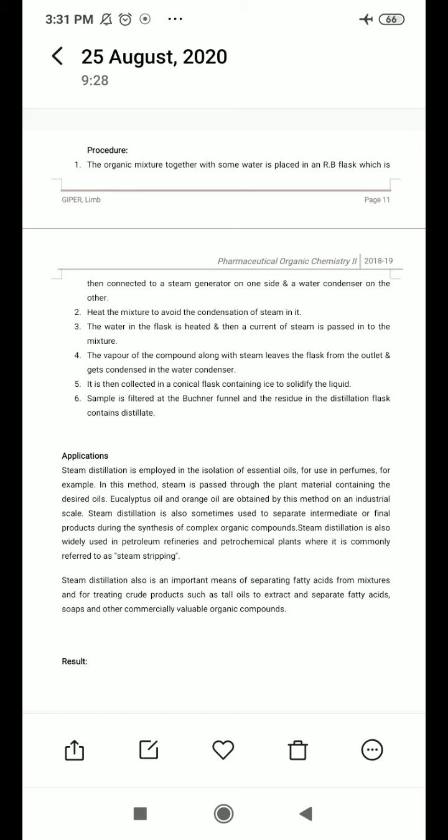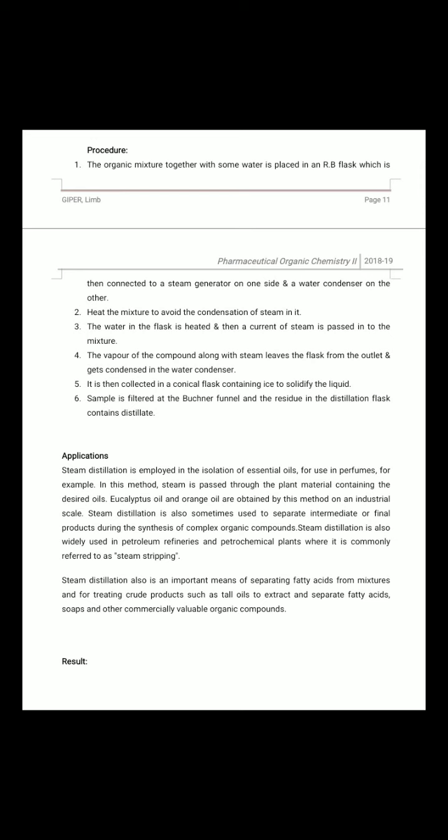The procedure is given here. The organic mixture together with some water is placed in an RBF, which is then connected to a steam generator on one side and a water condenser on the other. We place this mixture in one RBF, connected with a steam tube where steam is received from another RBF. Then heat the mixture to avoid condensation of the steam in it. To avoid the condensation of the steam we are receiving from the other RBF, we have to heat the mixture, that is your organic mixture, compound A and compound B.